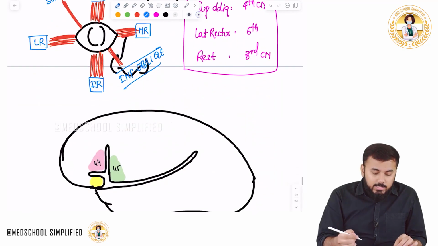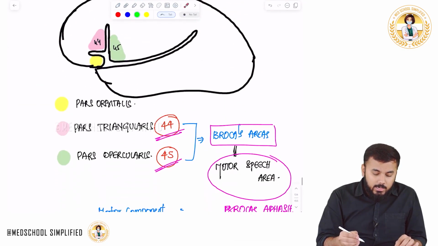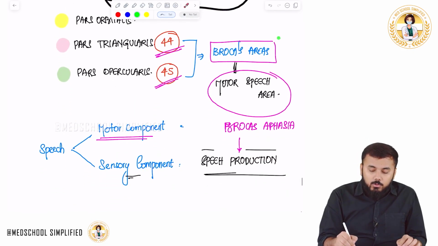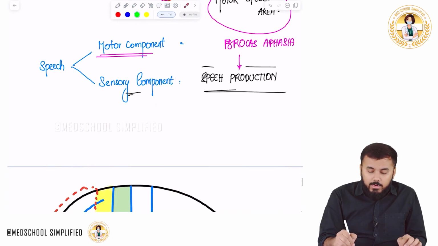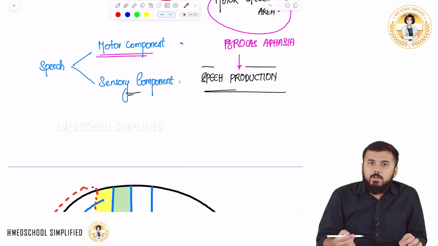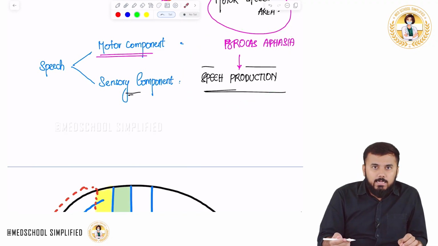Association fibers. Second important thing we have discussed is regarding 44 and 45. 44 is pars triangularis, 45 is pars opercularis. Both of them together you call a Broca's area, which is also the motor speech area, right? So a problem here causes Broca's aphasia. So these are some of the important things which we discussed regarding area 6-8 as well as 44-45.